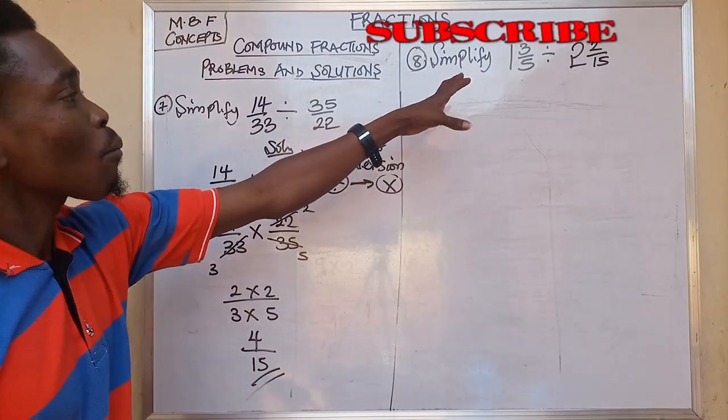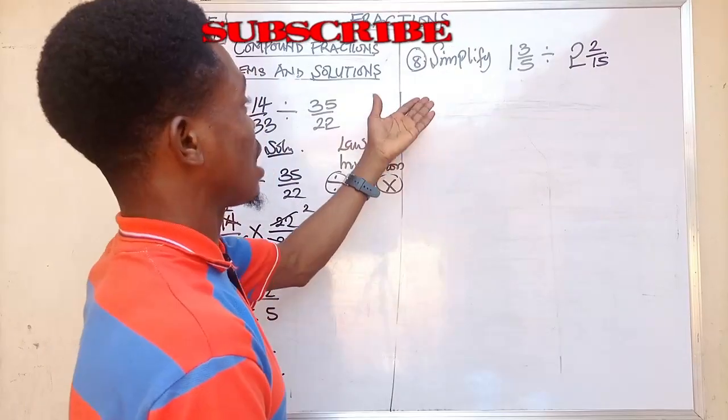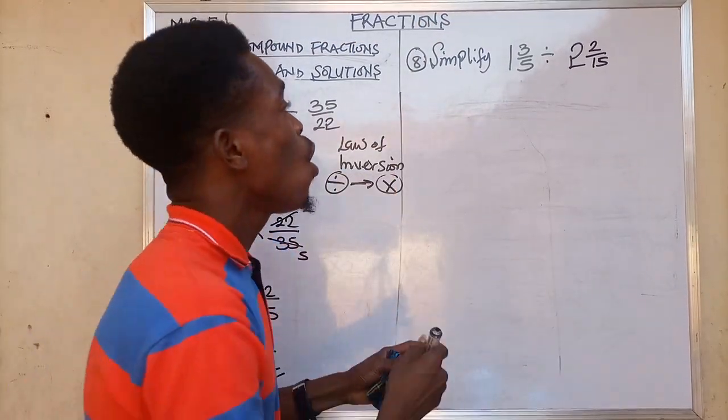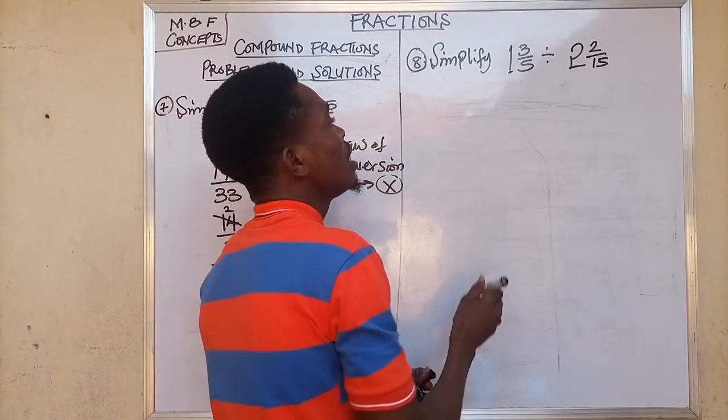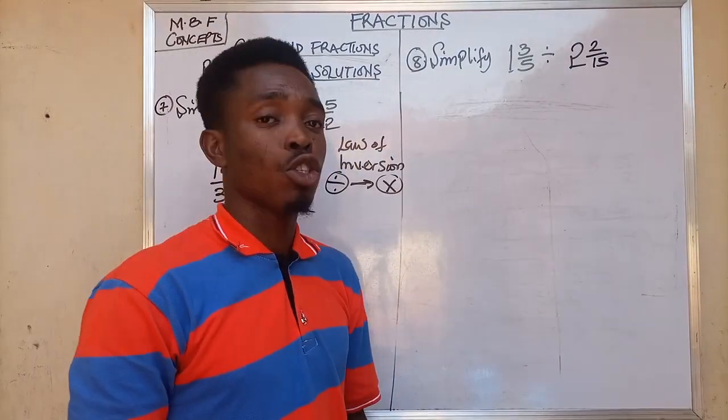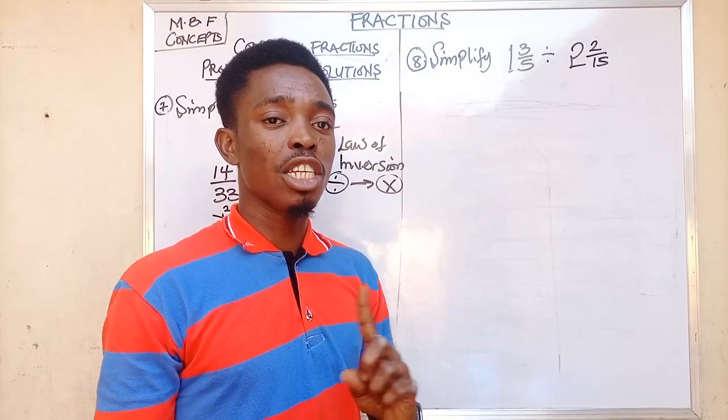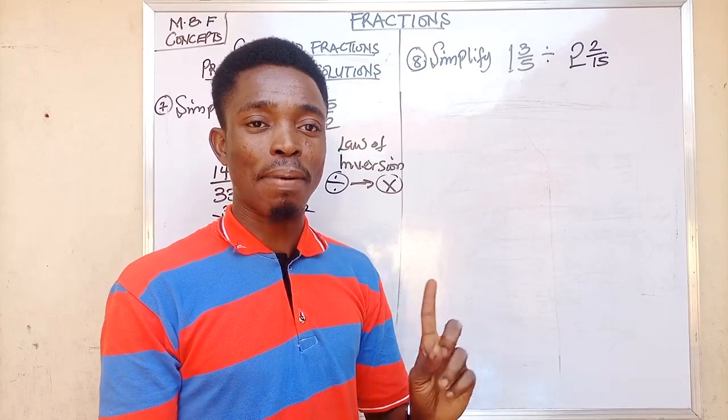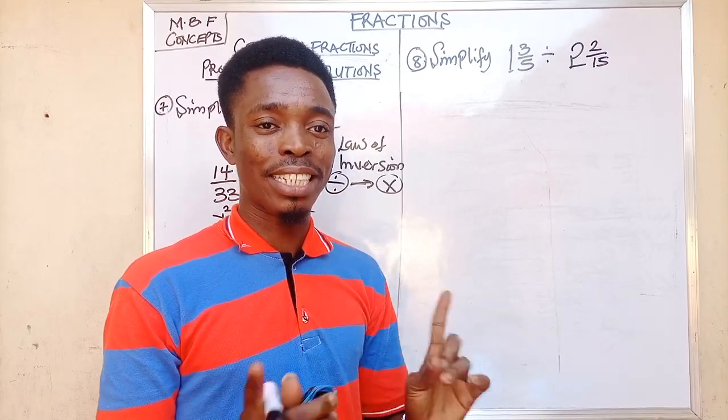Now let's look at the next section of our board and look at question number 8. We are asked to simplify 1 whole number 3 over 5 divided by 2 whole number 2 over 15. Guys, we are solving these problems side by side, just like a coin, tail and head.